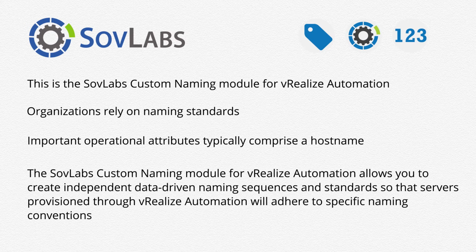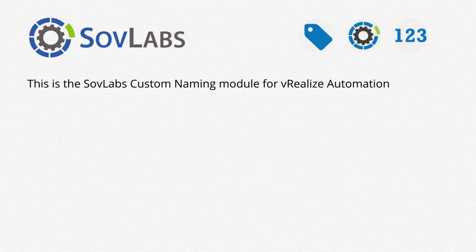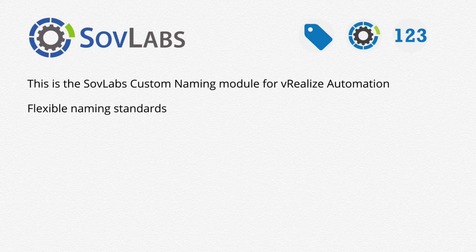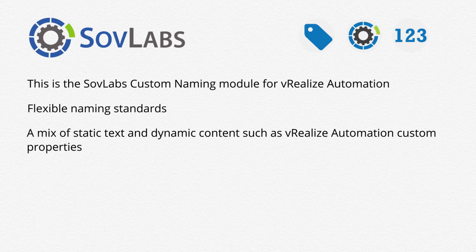The SovLabs Custom Naming module for vRealize Automation allows you to create independent, data-driven naming sequences and standards so that servers provisioned through vRealize Automation will adhere to specific naming conventions. The module helps you create flexible naming standards that include one or more sequences that consist of a mix of static text and dynamic content such as vRealize Automation custom properties and/or custom logic.